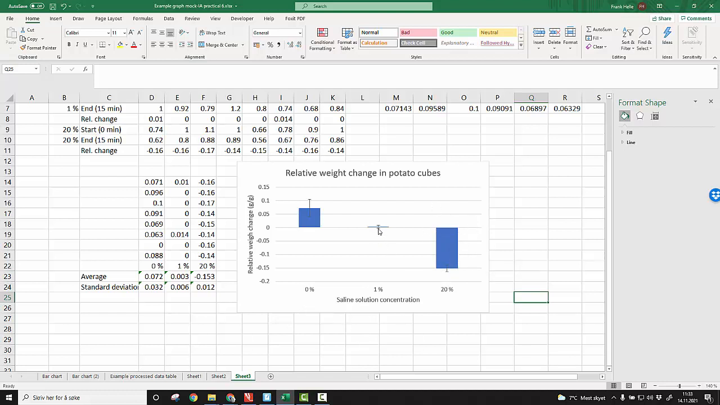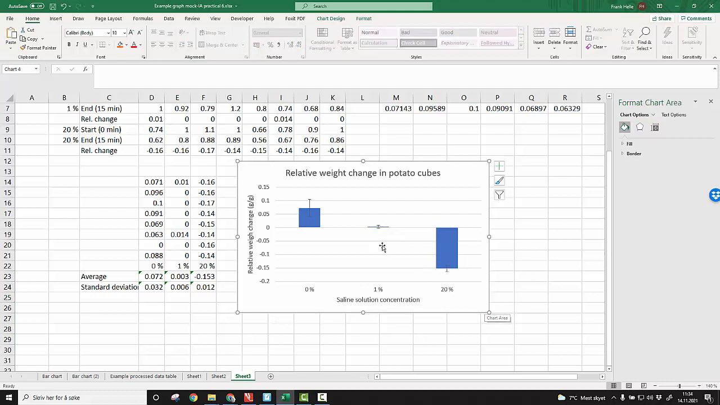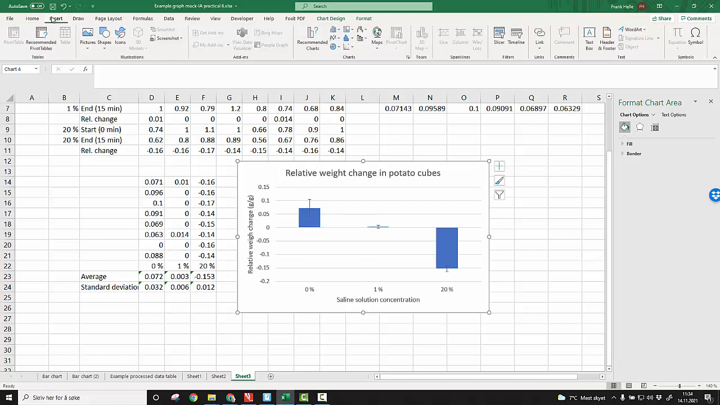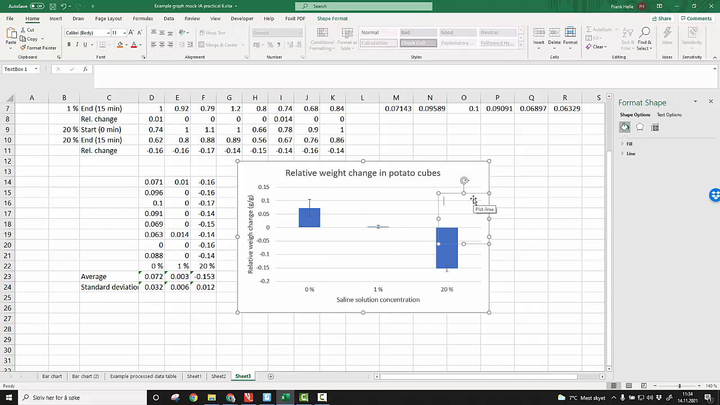We also see that 1% has an error bar that crosses 0. So this is likely not significantly different from 0. Remember that the data table showed that 1% and 20% were significantly different. So I'm going to add a significance indicator, and basically it's just a text box. I go on the insert menu and I press text box, and then I just make a text box with a star in it.